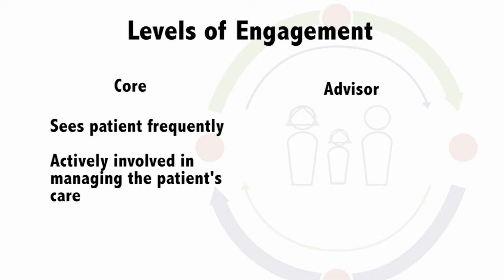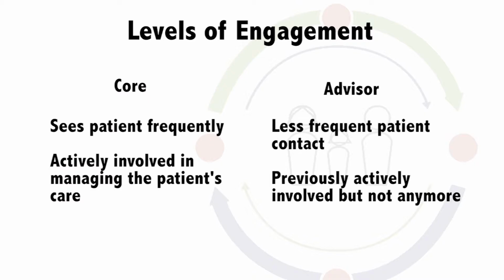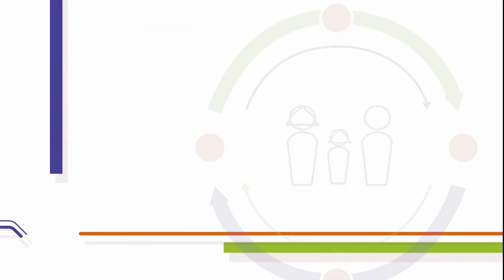Advisors, on the other hand, have less frequent contact with the patient. They may have played an important role in the patient's prior stage of care, but are no longer core, or may advise on key decisions in their level of expertise. Since complex chronic patients' conditions are so dynamic, there needs to be a way for you and others to shift their level of engagement as the patient's status changes. You can do this, and much more, with status chats, which is the subject of the next section.